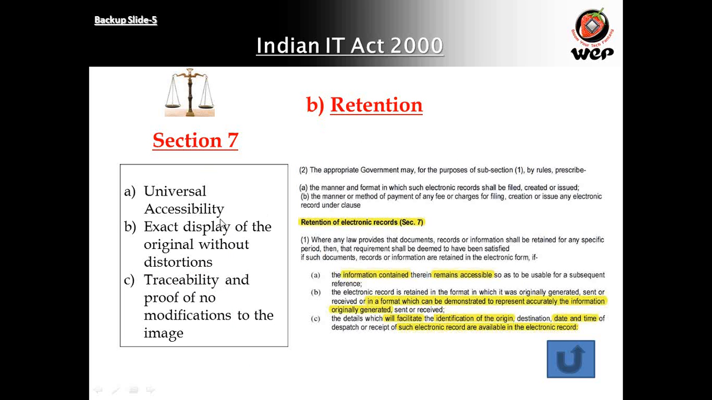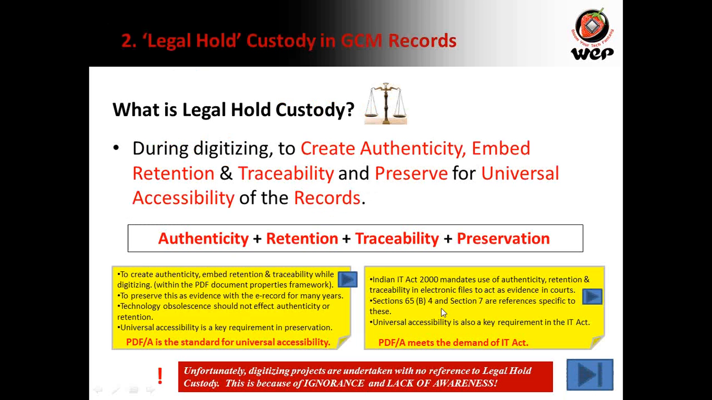Retention means, first, it starts with universal accessibility. A file that is created must be accessible through any kind of hardware, any kind of operating system, and it should display all the original characteristics without any distortions. Traceability and proof of no modification is also mandated by the Indian IT Act. Section 7 does that. So going back to the slide, the universal PDF-A is one such file format. We will be seeing, like I said, in the later slides what PDF-A does, but it does meet the demand of the Indian IT Act.